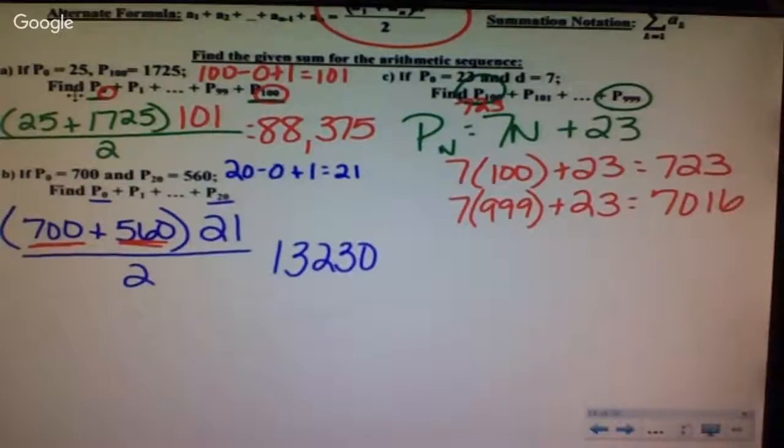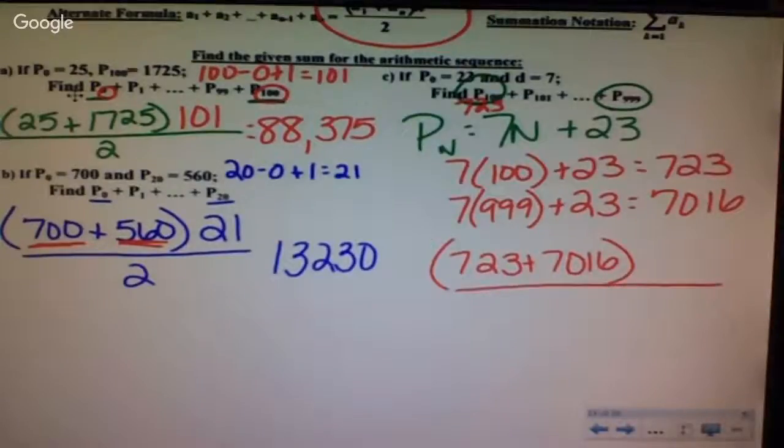Okay, so now that means 723 plus 7,016. I need to know how many terms that is, though, if I'm going from 100 to 999. So, again, always fall back on this if you need to. 999 minus 100 plus 1 gives me 900 terms. There's 900 numbers that go between those two values.